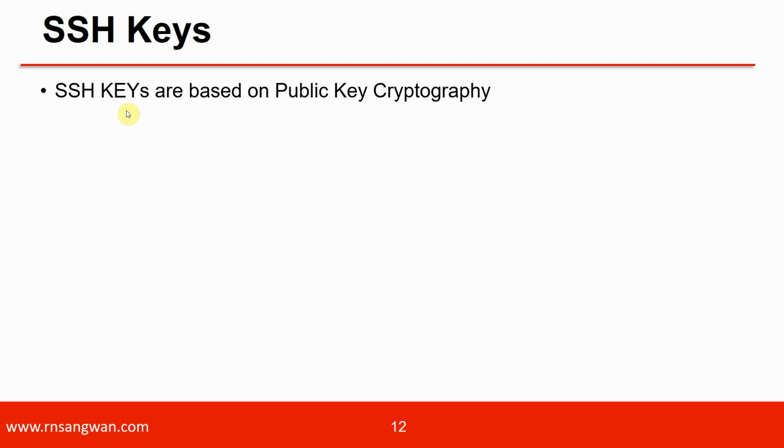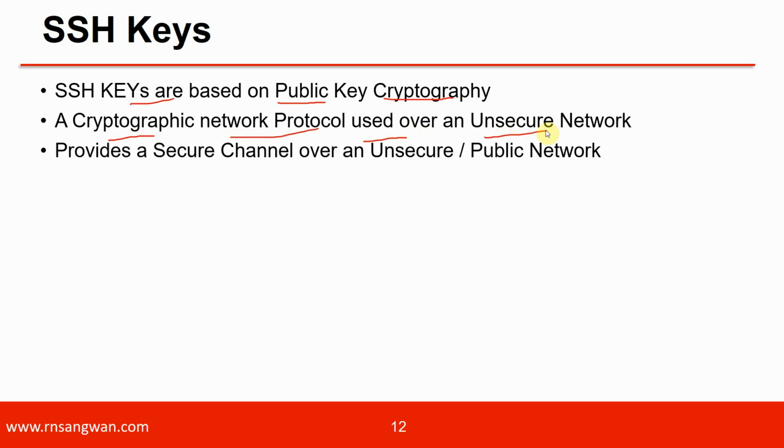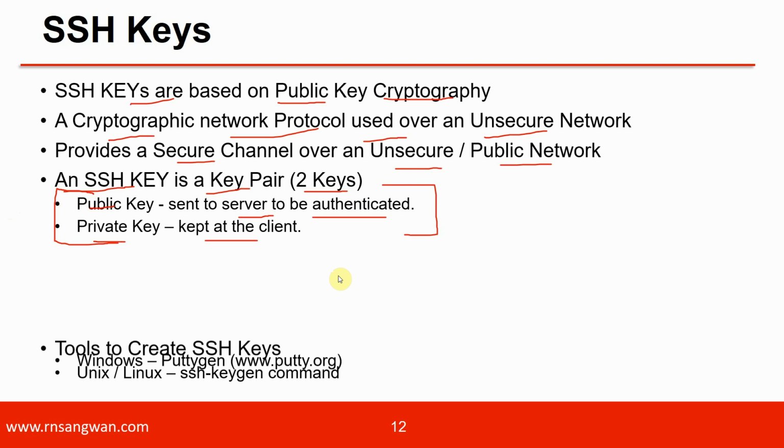SSH keys are based on public key cryptography, a cryptographic network protocol used over unsecure networks. It provides a secure channel over an unsecure or public network. An SSH key is a key pair. That means we create two keys. The public key is sent to the server to be authenticated, and the private key is kept at the client, and this is the same thing we will be using in Oracle Cloud Infrastructure also. I'm going to demonstrate this for local as well as OCI.